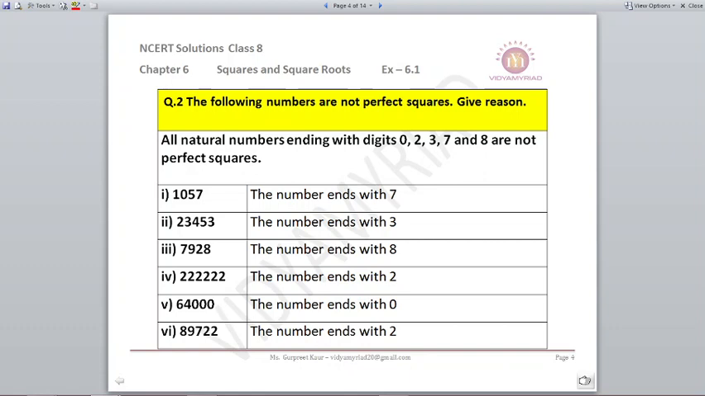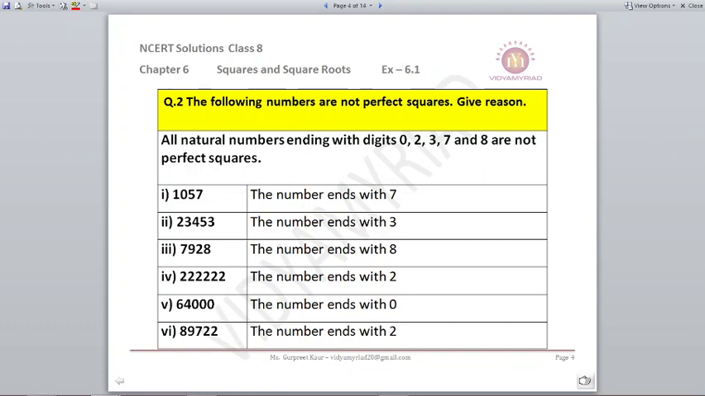The number is 1057. So what is the unit place here? 7. That is why it is not a perfect square. So what you can do is, when you are asked for the reason, you can write this statement that all the natural numbers ending with digits 0, 2, 3, 7 and 8 are not perfect squares, and since 1057 has units place with 7, it is not a perfect square.